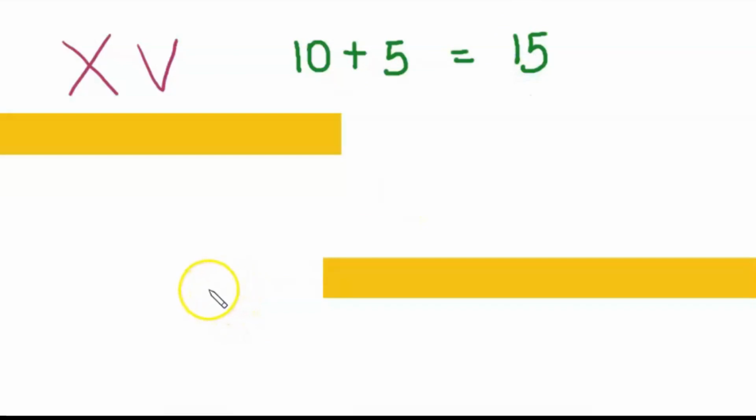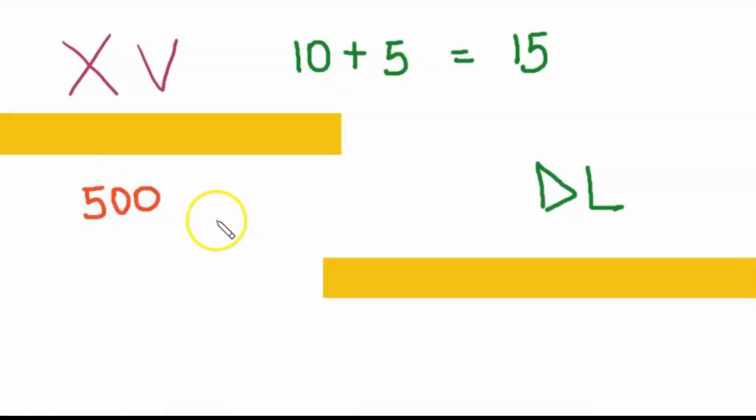Let's see another example. What if we have D and L? What is D? What does D represent? D is 50, we know that. Oh, sorry, D is 500 and L is 50. We're not just going to write them out, we're just going to add them together. So what is 500 plus 50? That's 550.